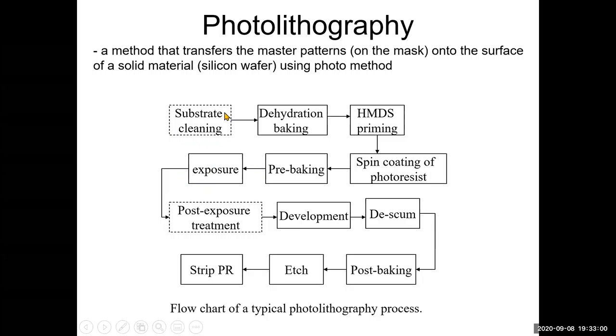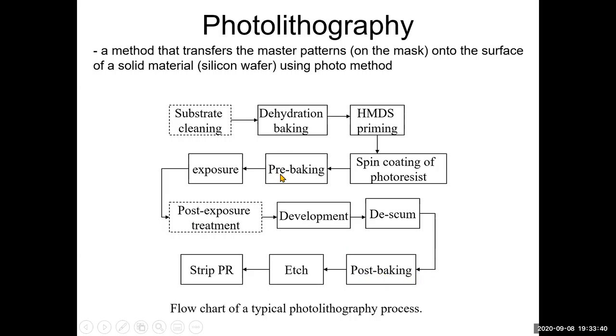And this is a typical flow chart of the photolithography process. We start from substrate cleaning, then dehydration baking to remove moisture and water molecules. HMDS priming, spin coating of photoresist. Photoresist is a polymer which is photosensitive. And then pre-baking, exposure, some optional post-exposure treatment, then development, descum, and post-baking.